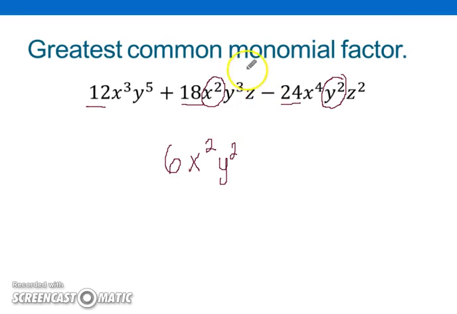And the last one, I see some variables of z up here. This one has a z squared. This one has a z, and this one actually doesn't have a z, so it's not part of the greatest common factor because not all terms have that. So this would be our greatest common monomial factor between these three terms.